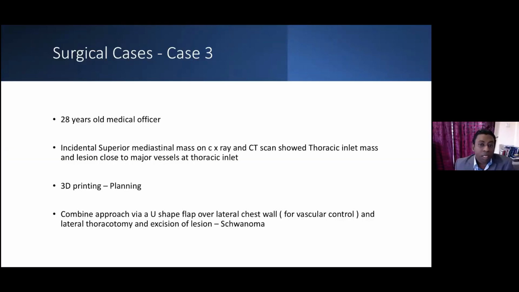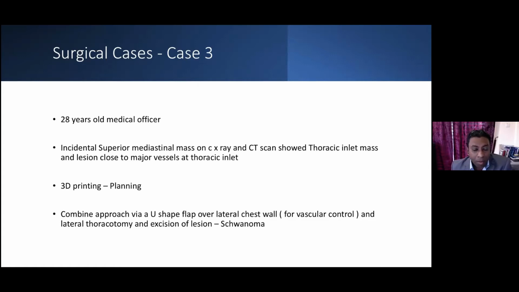Another case was another incidental finding in a 28-year-old medical officer. As you can see, the majority of these cases come in incidentally to us, where they do not present with any symptoms unless they decide to do a chest X-ray, and that finds a lesion in their chest cavity. So they went on to do a CT scan, which showed a thoracic inlet tumor, and the lesion was very close to the major vessels at the thoracic inlet. Again, this was a case done combined with the plastic team.